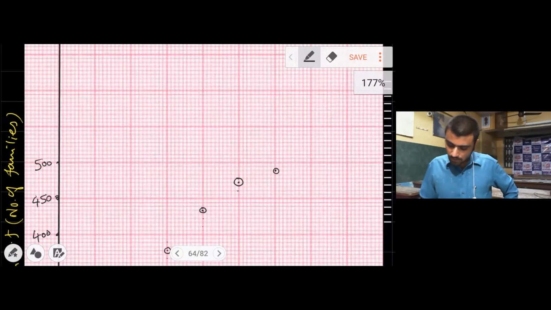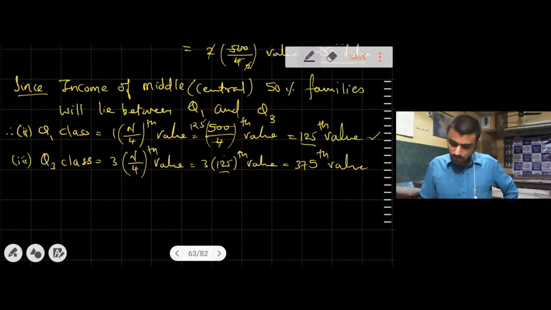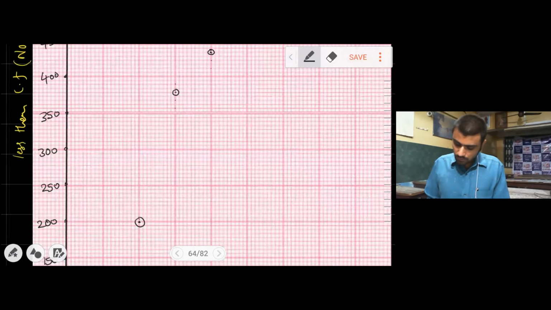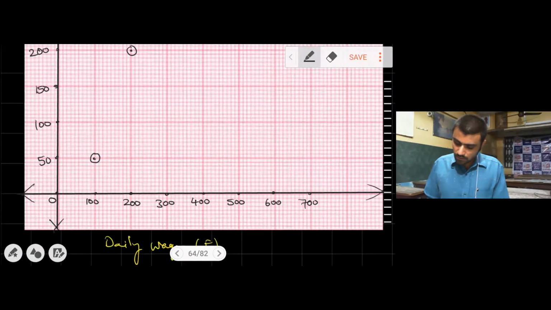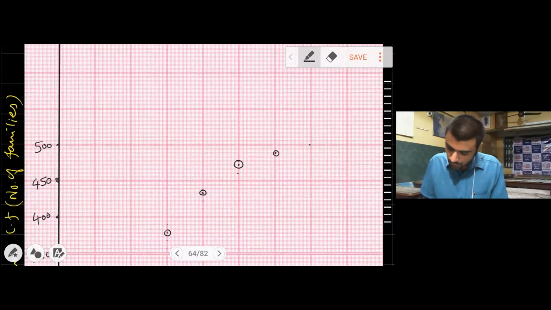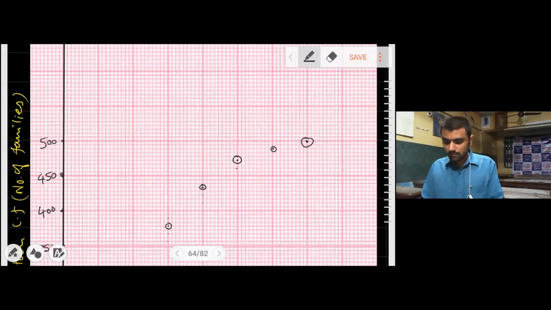And lastly, 600 and above, we are going to consider the upper class boundary as 700, and 700 against 500 that we are going to plot. This is the last, 700 against that 500. So now our graph plotting of the points is ready.